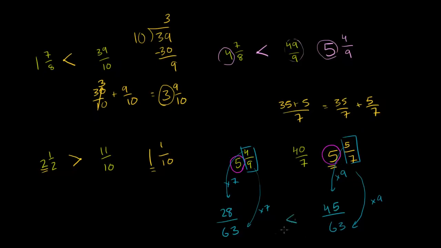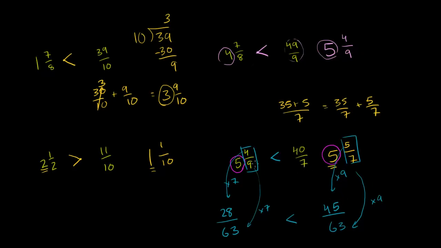And so we could write this, and because the whole number parts are the same, and 5/7 is the same thing as 45 63rds, and 4/9 is the same thing as 28 63rds, we can write it that 5 and 4/9 is less than 40 over 7.